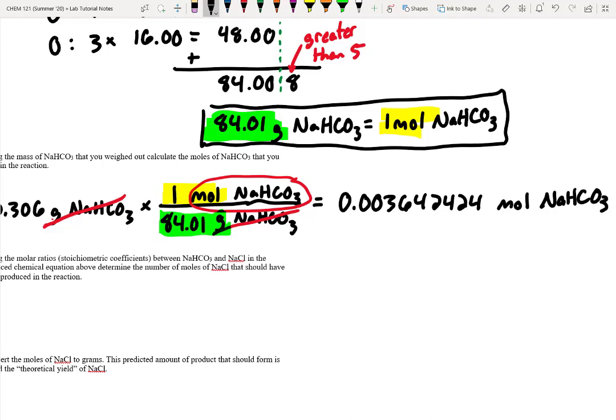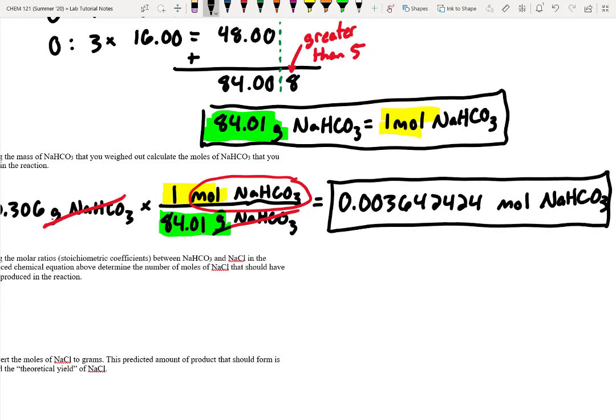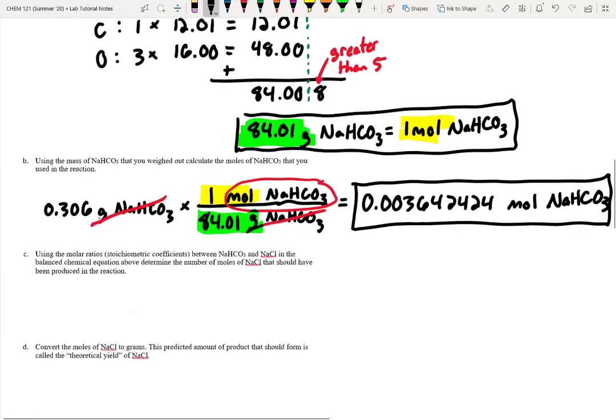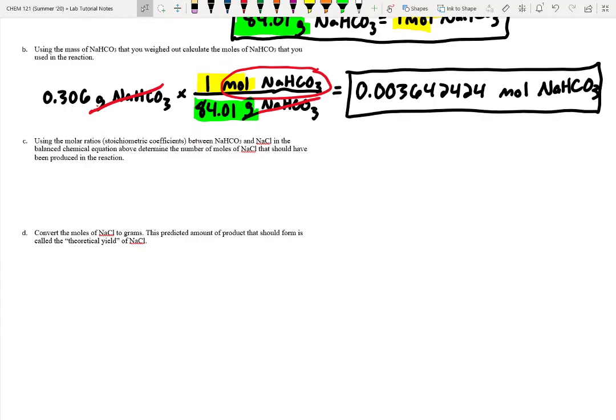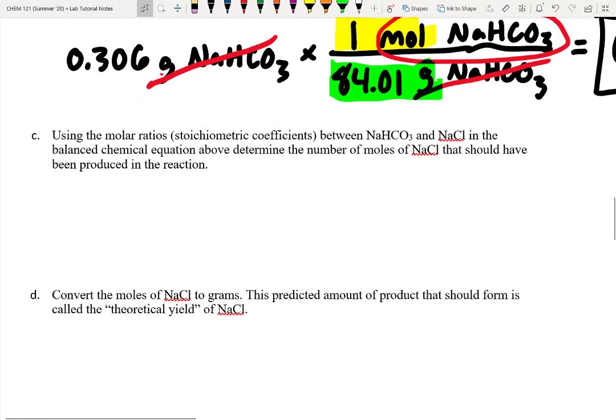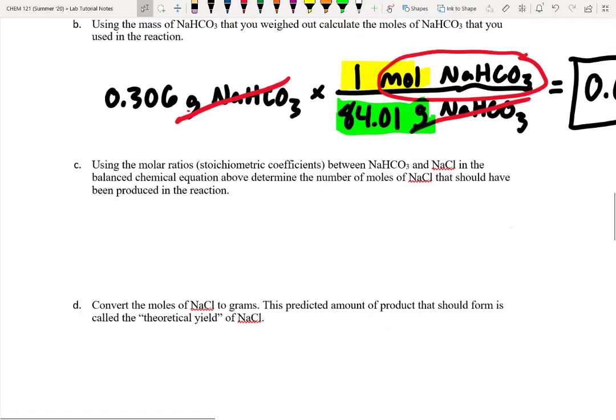I really like including full units with my answer. That way I don't get confused with what I'm measuring, right? So in this case, it's clear that I'm measuring moles of sodium hydrogen carbonate. Okay, so now C says, using the molar ratios, meaning stoichiometric coefficients between sodium hydrogen carbonate and sodium chloride in the balanced chemical equation above, determine the number of moles of NaCl that should have been produced in the reaction.